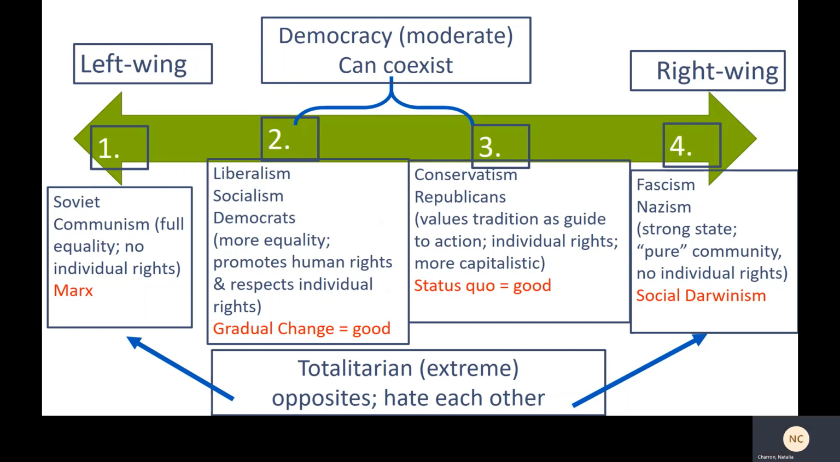In the number 3 spot, on the right side, you have conservatism, where the modern American Republican Party traditionally stood. I say traditionally because it's been moving farther right in the last 4 years, and again, I'm recording in 2021. So before 2016, at least, you could say Republicans would have been in the number 3 spot, valuing tradition as a guide to action, valuing individual rights, but more capitalistic, more against change, and more on the side of keeping things the way they have been is good.